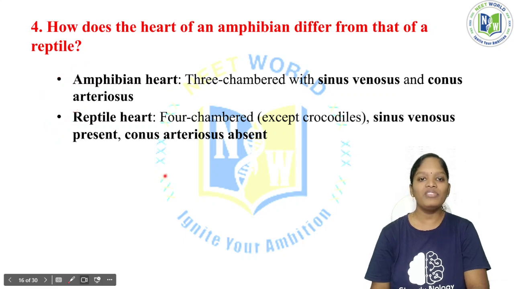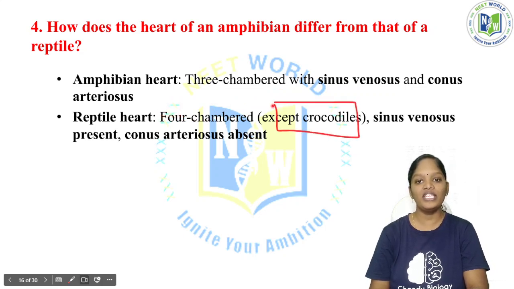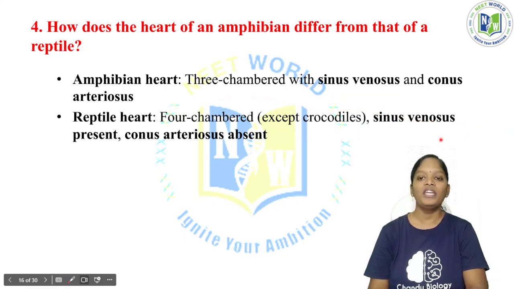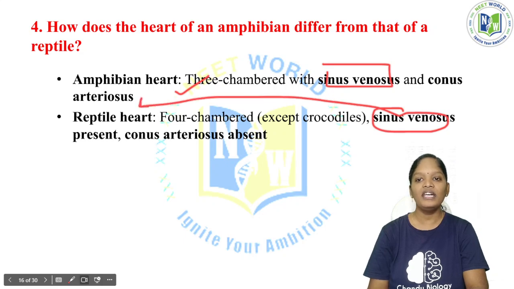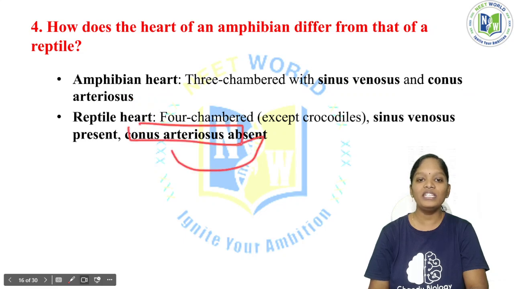We know that amphibians are having a 3-chambered heart, and the reptile heart will be the 4-chambered heart except the crocodile. Actually, it is a 3-chambered heart. Again, 3-chambered heart except crocodile. All these are having a 3-chambered heart except crocodile. Crocodiles are having a 4-chambered heart. Now see, the sinus venosus is present in the amphibian's heart. Again the sinus venosus is present in the reptile's heart. Conus arteriosus is present in the amphibian heart, and the conus arteriosus will be absent in the reptile heart.